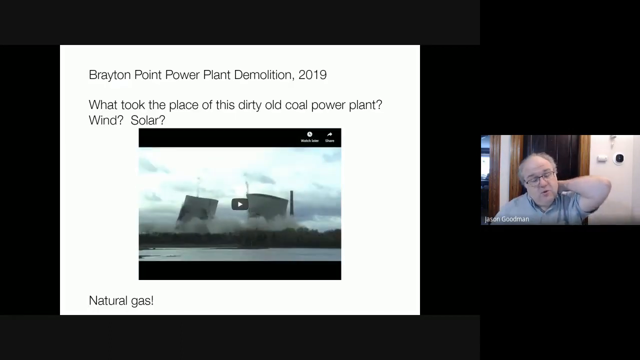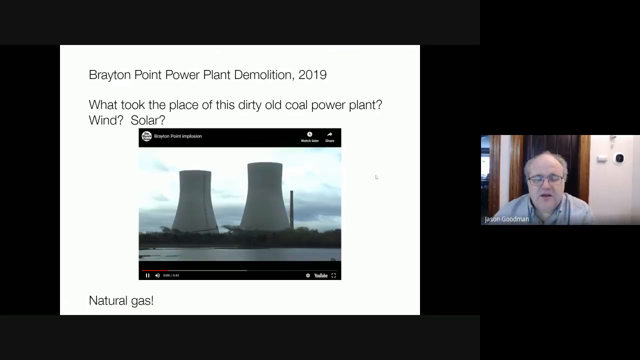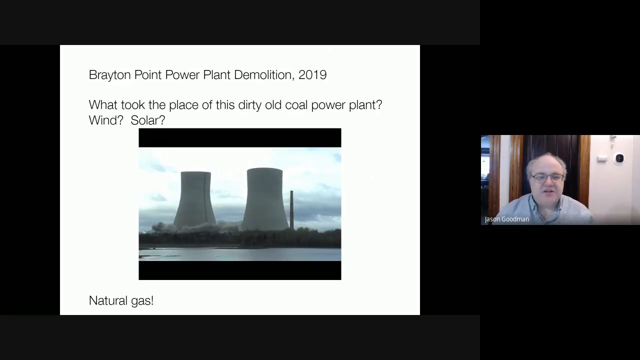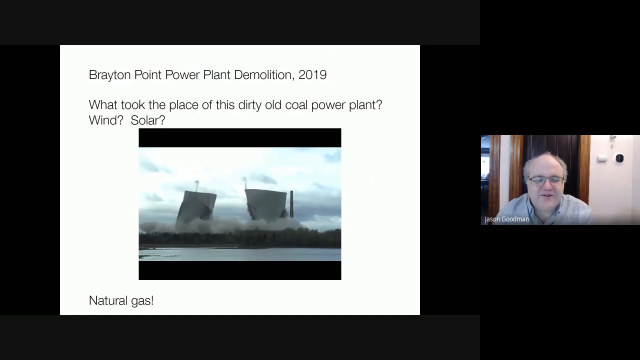All right, so power plants are changing. As I said, coal is being phased out. Another fun thing I did last year was I got to see the demolition of the Brayton Point power plant's cooling towers. This is a coal power plant. These are not nuclear reactor cooling towers.